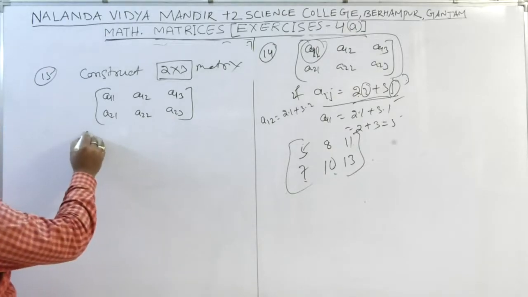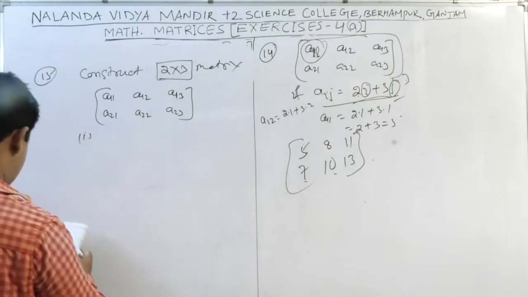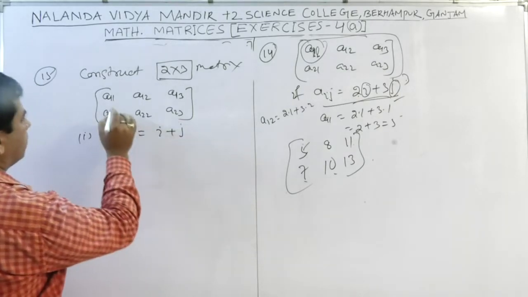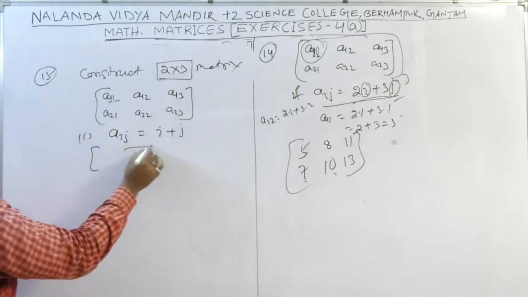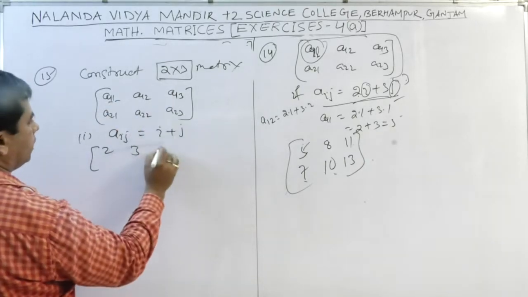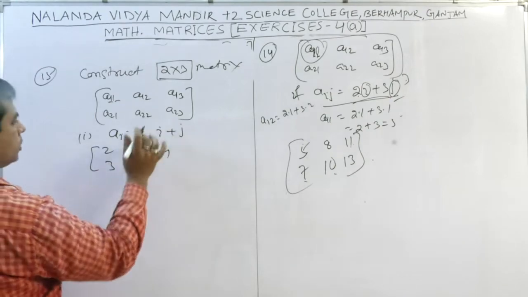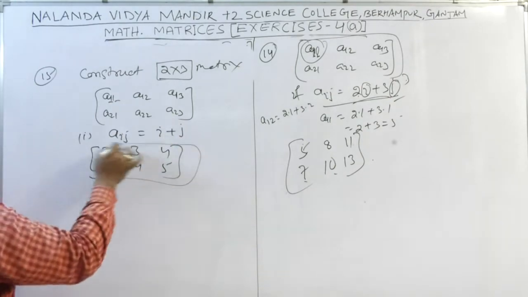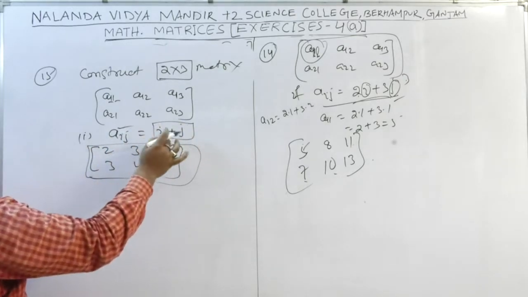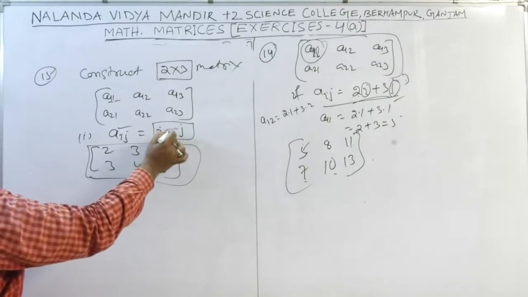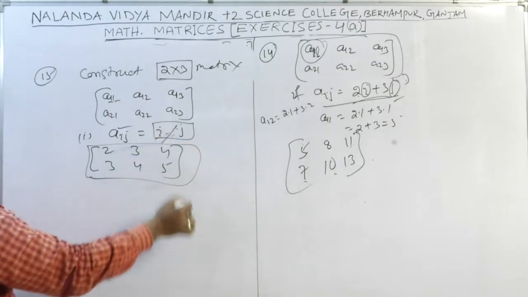And the first condition is aij is equal to i plus j. Therefore, here 1, 1. We get 1 plus 1, 2, 1 plus 2, 3, 1 plus 3, 4, 2 plus 1, 3, 2 plus 2, 4, 2 plus 3, 5. This is our matrix for the condition aij is equal to i plus j. Similarly, you can find i minus j, i plus j, i into j, and i divided by j.